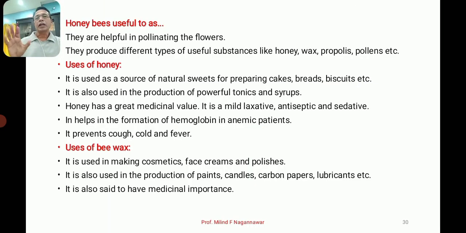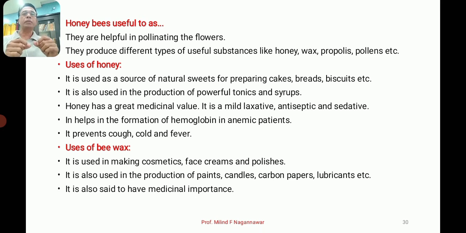So that's about the life cycle of the honeybees. Is it clear? Now, what are the uses of honeybees? See, the main purpose of the honeybee is making honey. That's what they have, the production of honey.